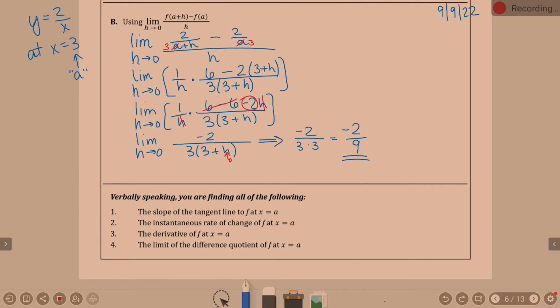And then real quick, normal. What about the normal line? What's the only difference with the normal line? Opposite reciprocal. Instead of -2/9, it's +9/2 for your slope.